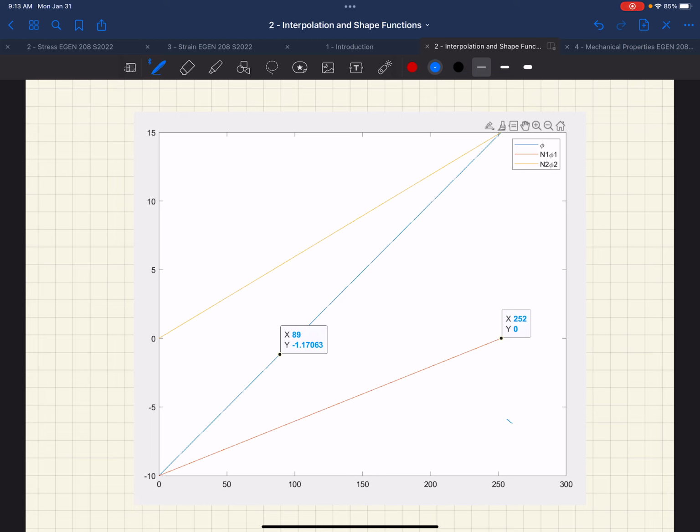Well, these are our quantities. The yellow line is our second shape function times our second nodal value. Red line is our first shape function times our first nodal value. And that blue line is the temperature between them, right? So we get this nice plot, essentially.